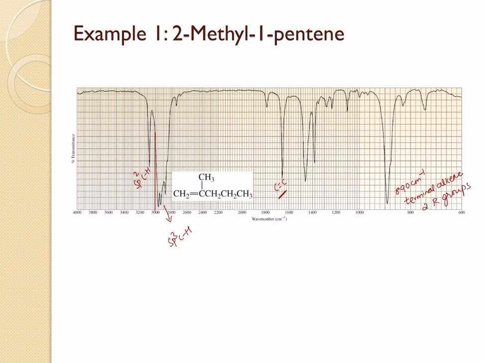right? So from the structure, we can clearly see that we do have sp3 carbon hydrogen bonds and sp2 carbon hydrogen bonds, right? So this is going to be the sp2 carbon hydrogen bond. And we also have a carbon-carbon double bond. And we can definitely say that we do have a terminal alkene. So this alkene is basically a terminal alkene, which is connected to two R groups. One is a methyl group and the other one is a propyl group. And obviously, we can tell that this spectrum corresponds to this molecule, 2-methyl-1-pentene.